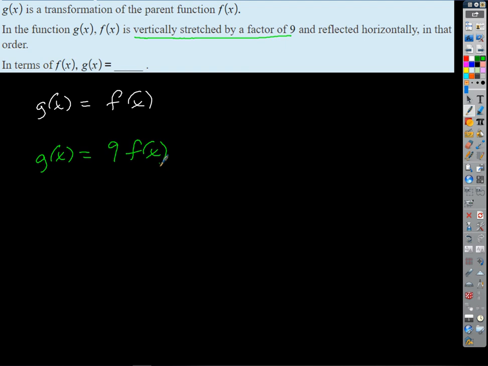And then if we're going to reflect horizontally, what's that do? What do I have to change to make it do that? Negative goes where? In front of the x if I'm reflecting horizontally, right? So the next step would be g of x equals 9 times f of -x. And that's it, right, those two steps.